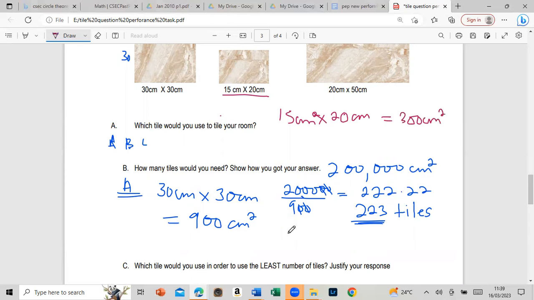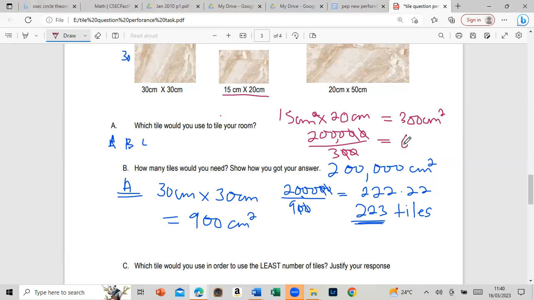So we know that the area for the entire room is 200,000. So we divide this by 300. That's what one tile is going to take up. So we divide 2,000 by 300. 3 6s are 18. So we have 6 here.